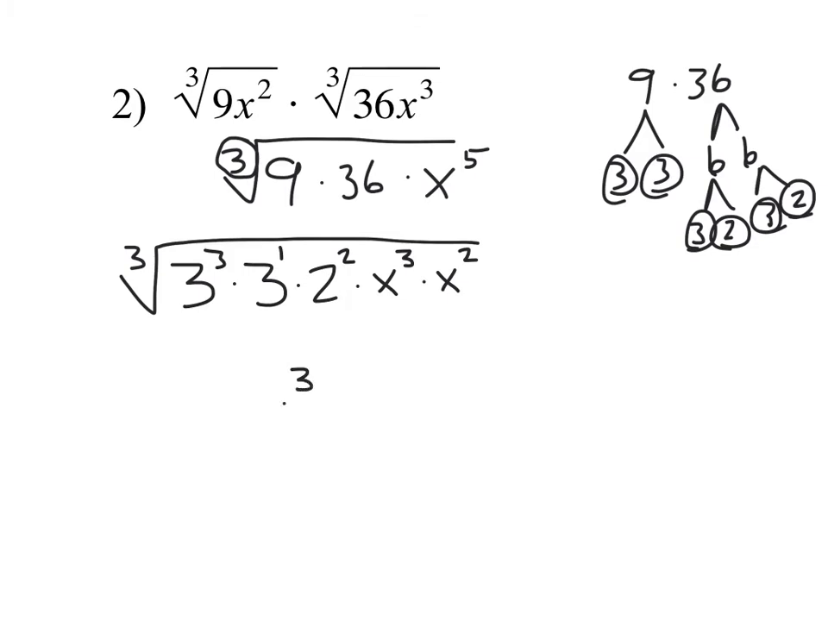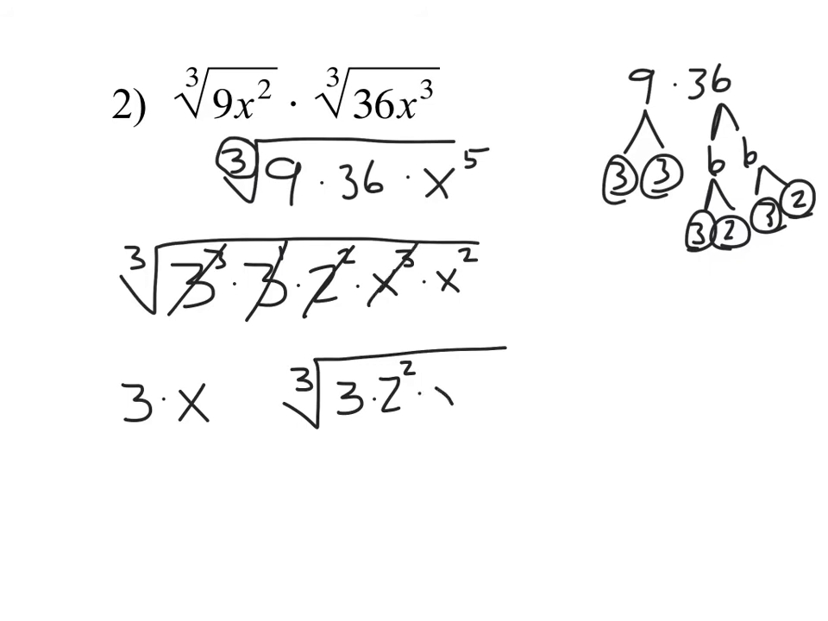Now again, from here, it's the exact same. Powers of 3 come out. Non-powers of 3 stay in. This guy is going to come out. This 3 right here is going to stay in. Doesn't have a power of 3. This 2 stays in, 2 squared. Doesn't have a power of 3. That x has a power of 3. It goes out. And that x squared does not have a power of 3, so it stays in.